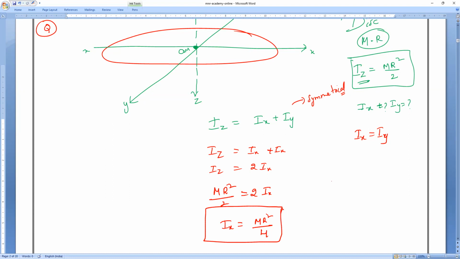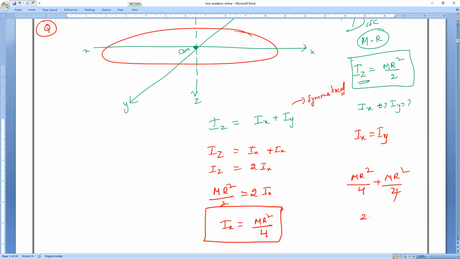Okay, so please do it. That is how we have to find it using the perpendicular axis theorem. What is the moment in the x-axis? What is the moment in the y-axis? If you want, you can verify it. Now if x is the same as y, then the answer will be mr square by 4 plus mr square by 4.